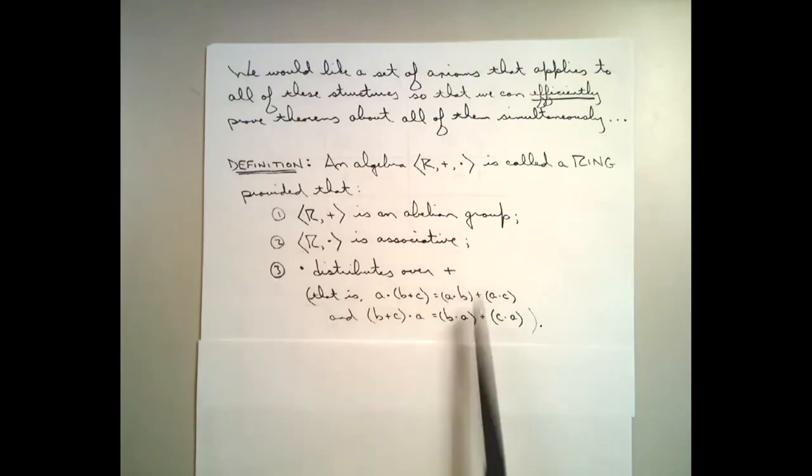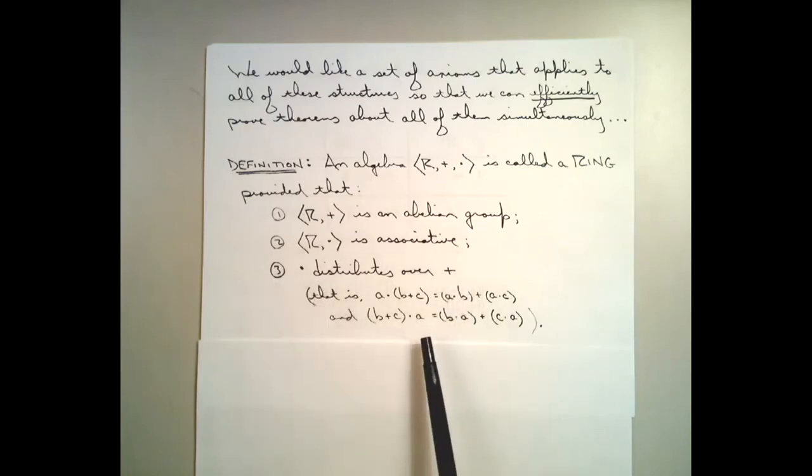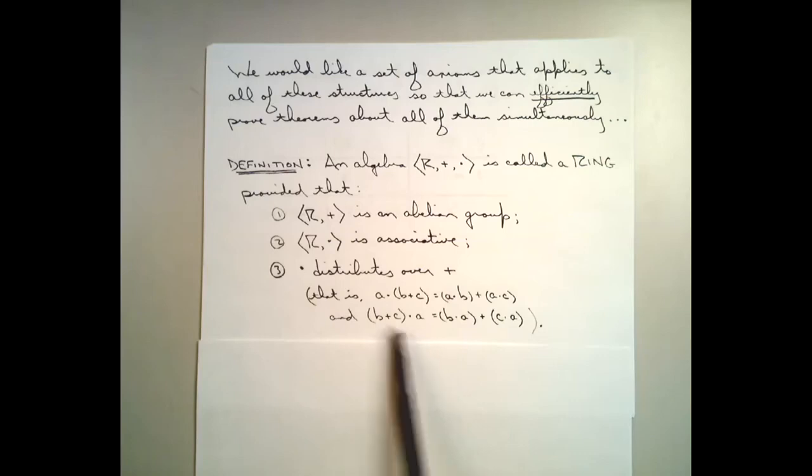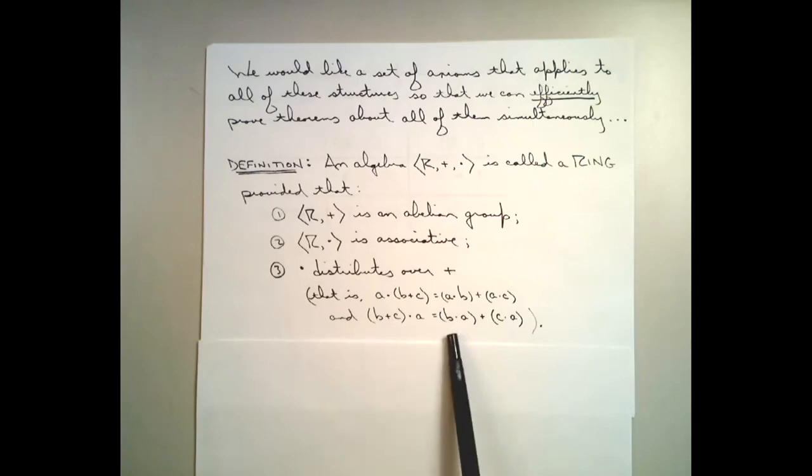Here I'm not assuming that the structure is commutative with respect to multiplication. So I'm going to have to go in the other direction as well if I want the property of distribution to fully hold. And so (B plus C) times A, I want that to be B times A plus C times A. So any structure that satisfies these three axioms, we're going to call a ring.